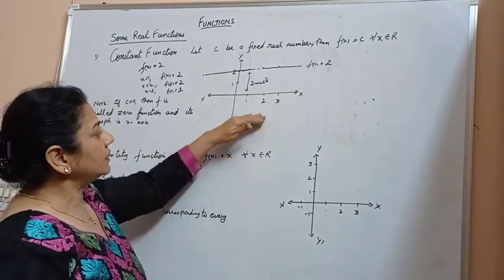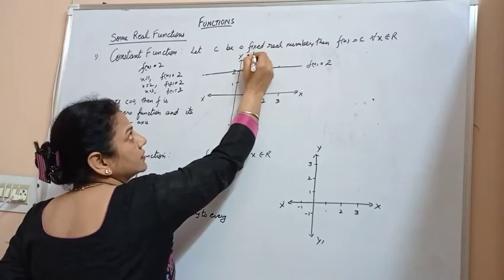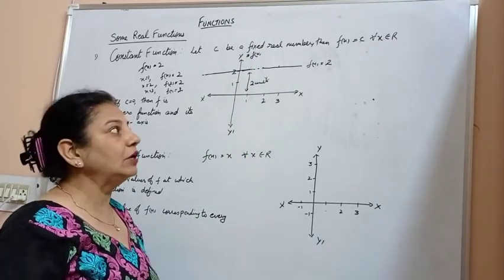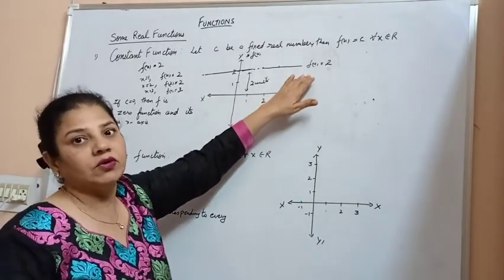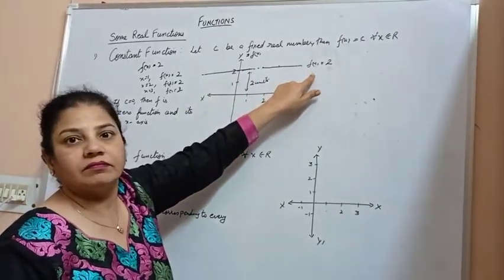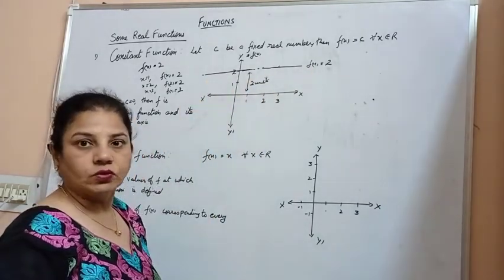Or we can say that f(x) is also the y-axis value, because for the y-axis, the value of f(x) is the value of y itself. So the value of y is given on the y-axis. So we can say f(x) is equal to 2.